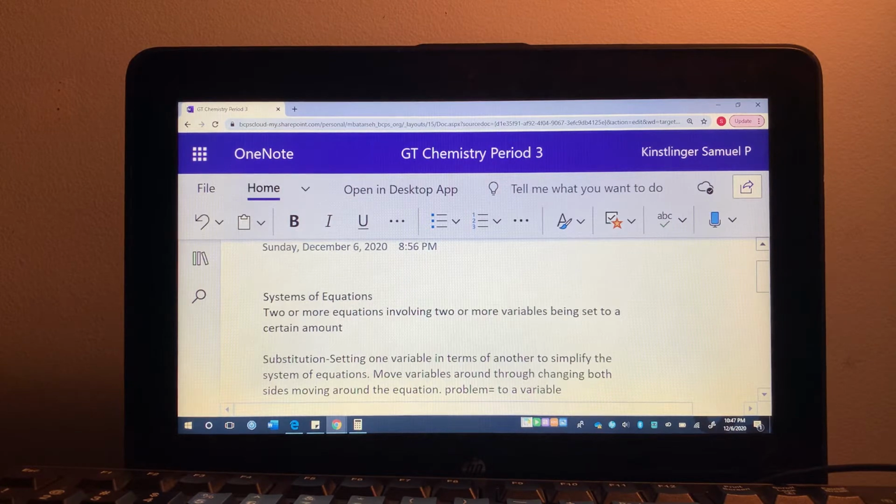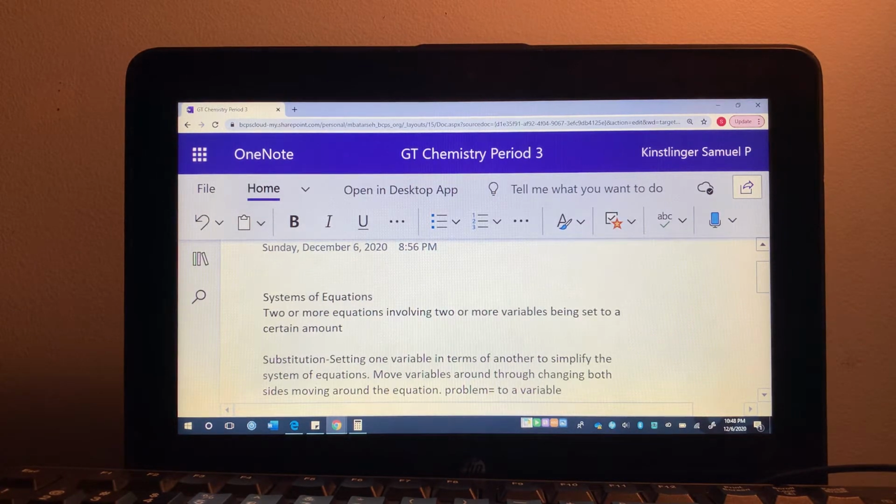Now what you do is you move the variables around by changing both sides, until you get one variable equal to something in terms of another one, meaning that you have y in terms of an equation with x, or x in terms of an equation with y. Now, elimination is the other one.